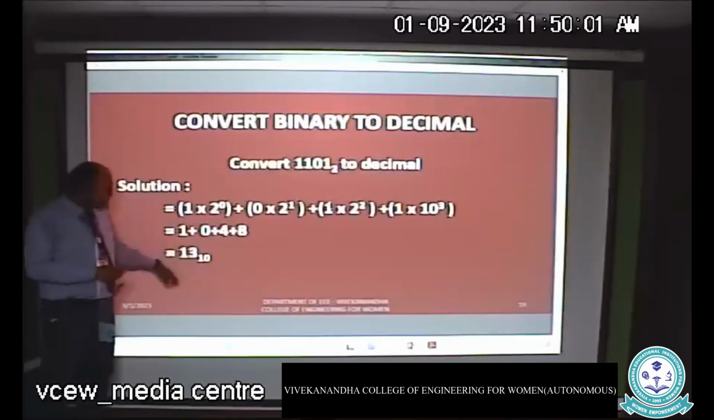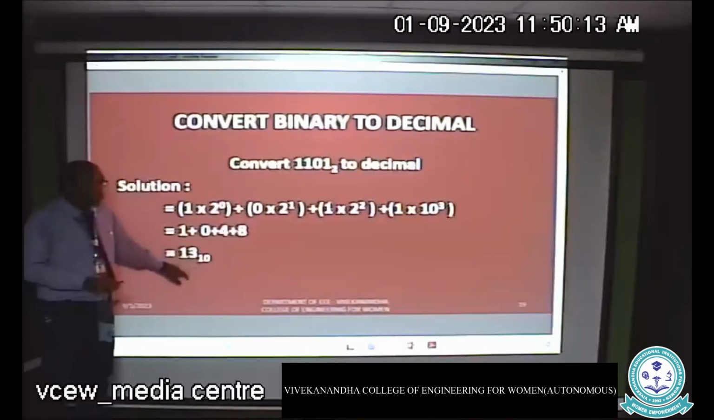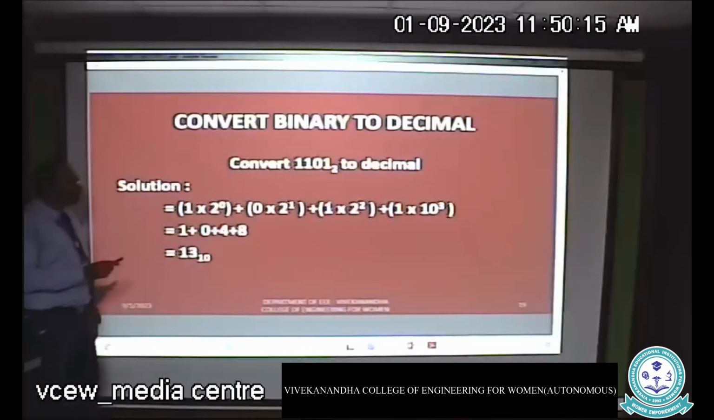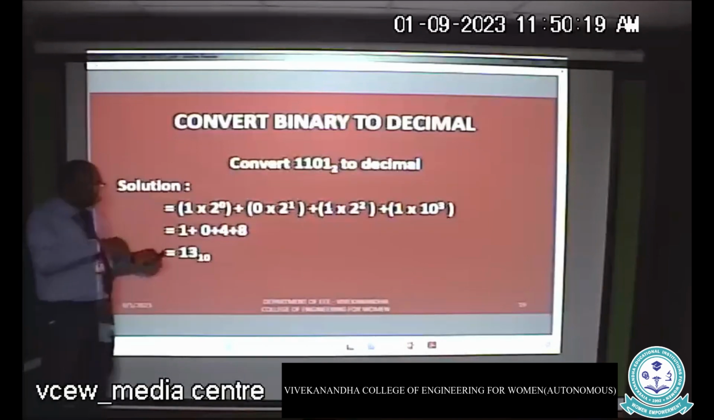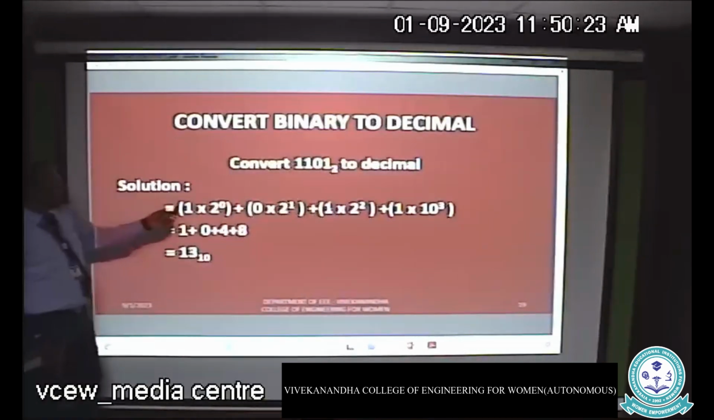This 13 is not just 13, you are converting this binary into decimal, right? So in the end, in the result, you have to write 13 base 10, right? So you have to mention the base so that you can finalize the result, so that you will get your full marks also, right? This is how you can convert from binary to decimal, right?